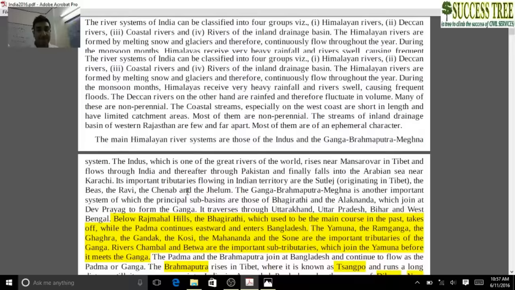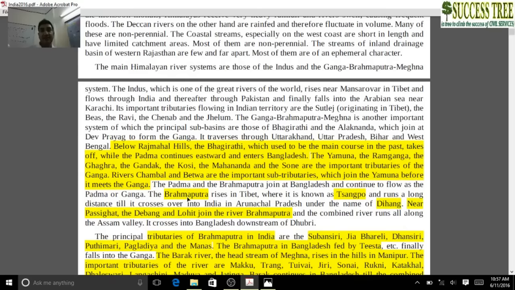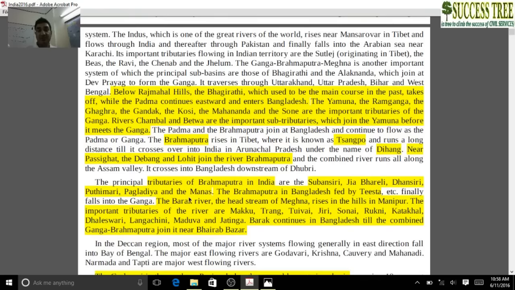Tsangpo there in China. You can see this in the river system, second paragraph, somewhere in the last. Then when it enters into India, in Arunachal, it is known as Dihang. Okay, then near Pasighat, Dibang and Lohit join Brahmaputra. So Dibang is the tributary of Brahmaputra, whereas Dihang is the name of Brahmaputra in Arunachal. So tributaries of Brahmaputra, Dibang and Lohit here, and further more tributaries.